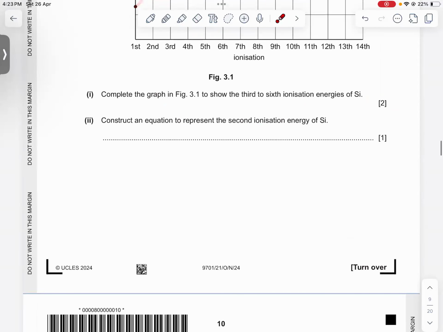Next, construct an equation to show the second ionization energy of Si. Second ionization energy means Si has already lost an electron. Therefore, it has a +1 charge. It should be gaseous. And then second ionization energy would make it lose its second electron. So Si2+ gaseous plus electron. This is how you write the second ionization energy.